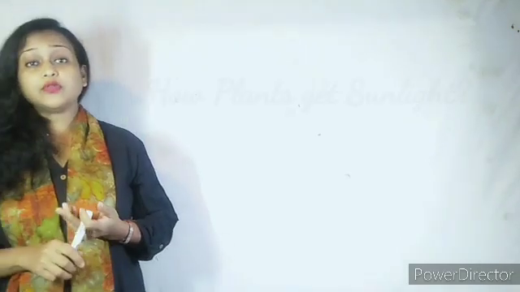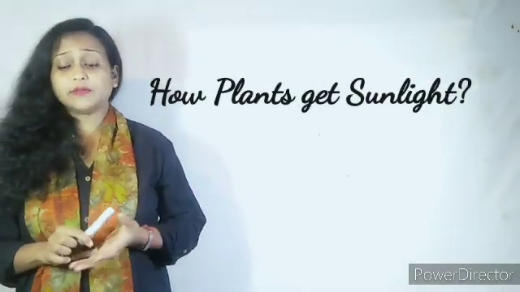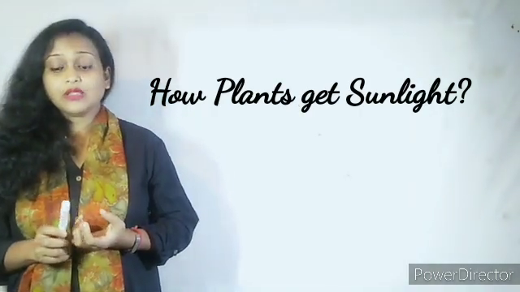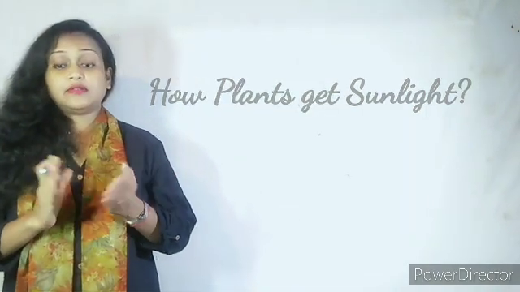Now sunlight, how does the plant get sunlight? The leaves of the plants absorb the sunlight that falls on them. That is why the leaves are flat. The surface of the leaves is flat. Why?